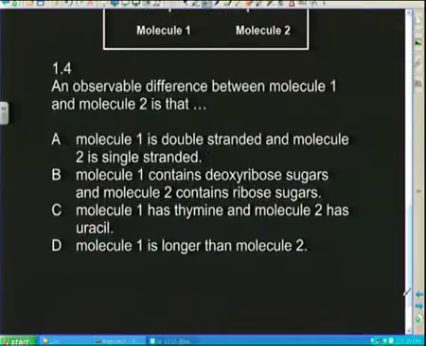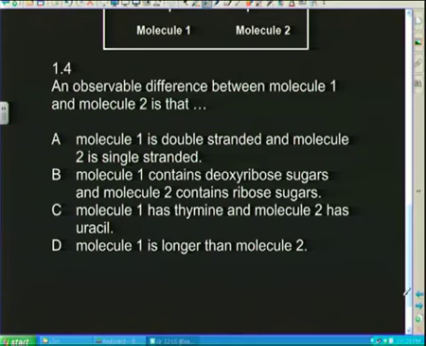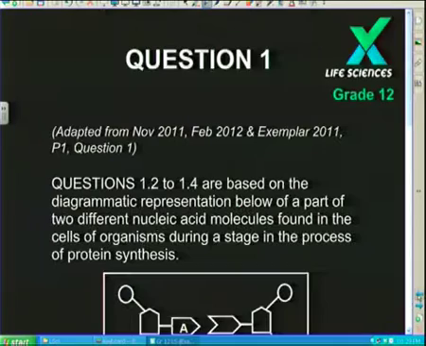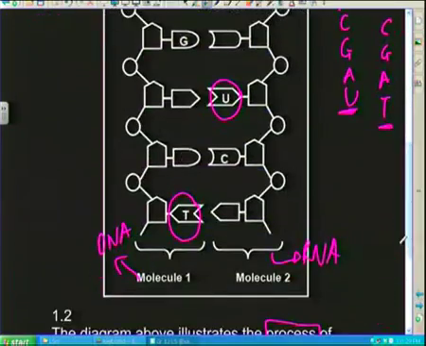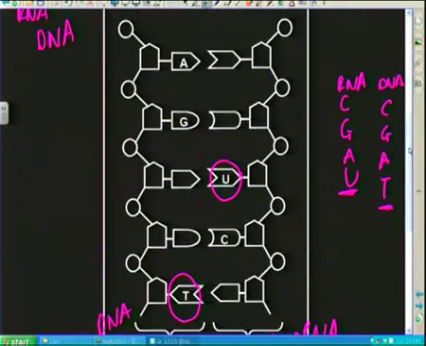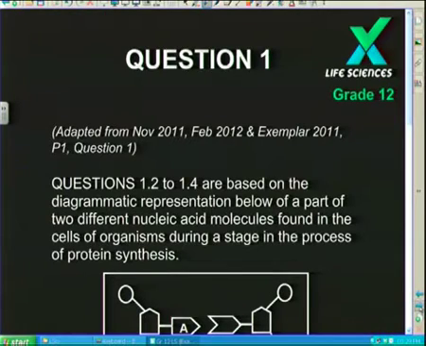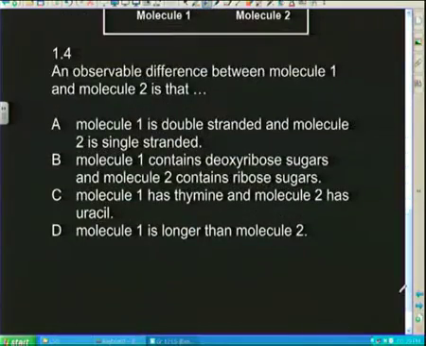It's the same diagram again. As I said to you, same diagram, but it can ask you multiple questions from that diagram. Now I'm going to quickly go back to this page that we had over here. There we go. Now it's going to take into account the differences between RNA and DNA. So if you had written it on your diagram, then you should have had the answer in front of you, because it asks you an observable difference.